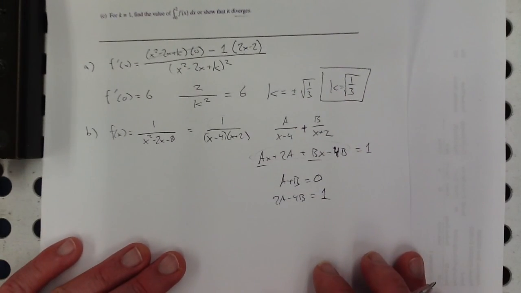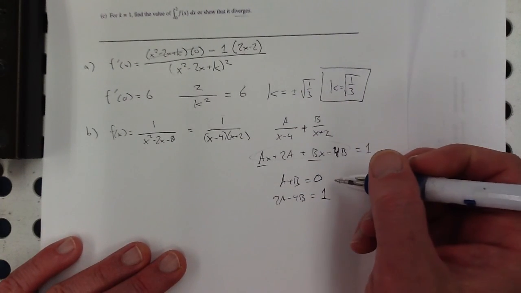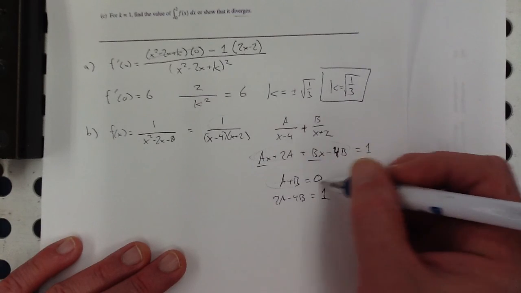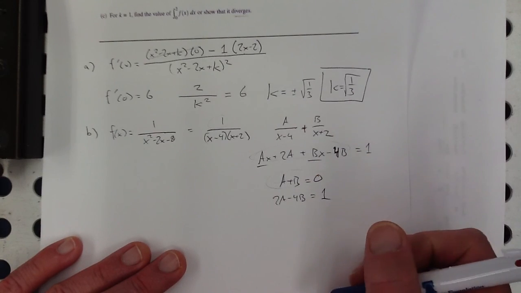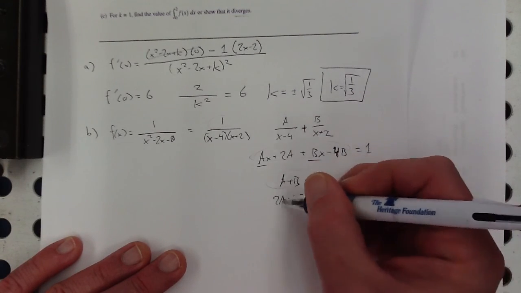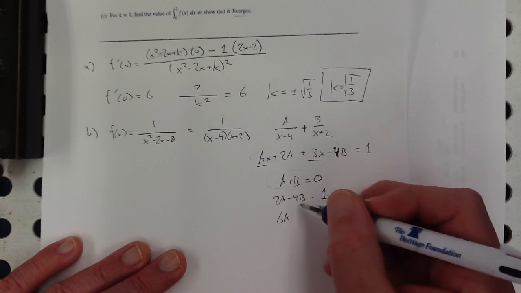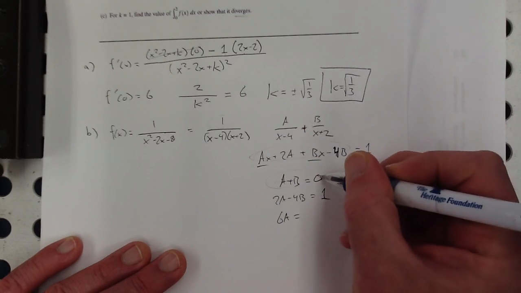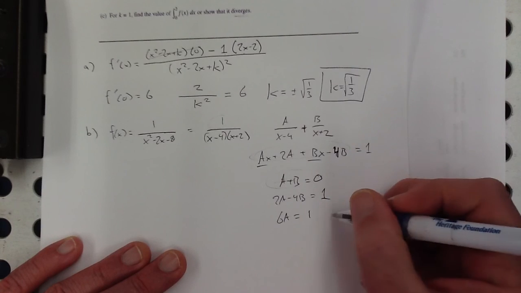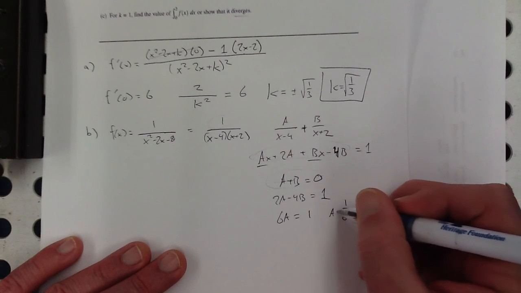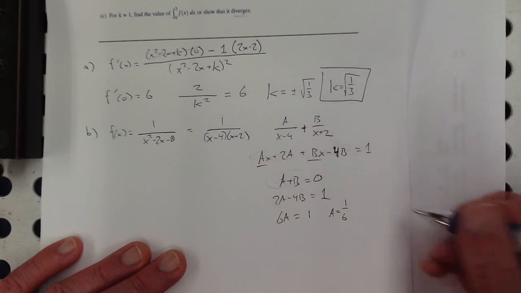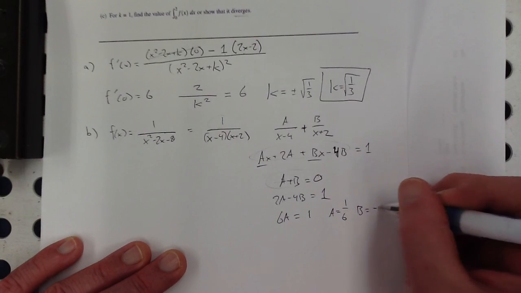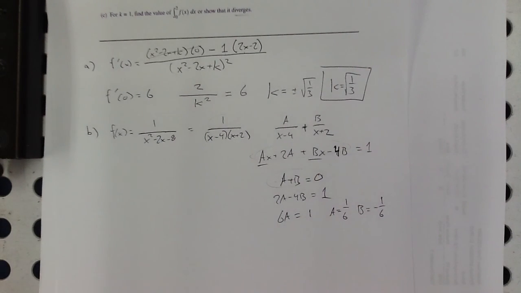So solving this system, I could just multiply this by 4 and add it to this. That's one way to do it. That would give me 6a. The b's would cancel out. 4 times 0 is 0, plus 1. So a is 1/6. And since a plus b is 0, b must be equal to negative 1/6.